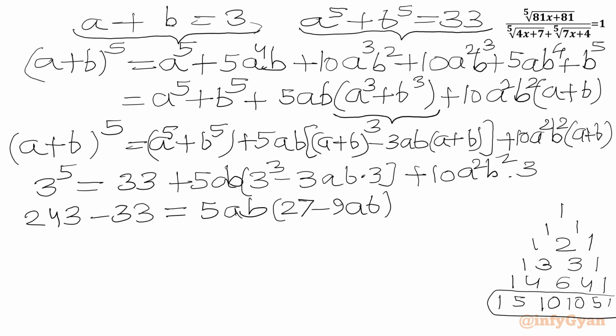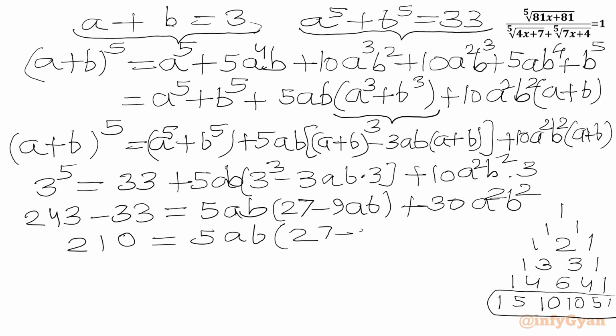Then we have to write 30a^2b^2. Now 243 minus 33 is 210, which will be equal to 5ab in bracket 27 minus 9ab plus 30a^2b^2. Now both sides are divisible by 5, so let us divide by 5.